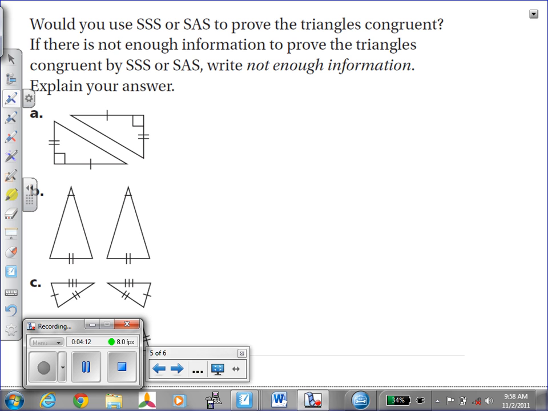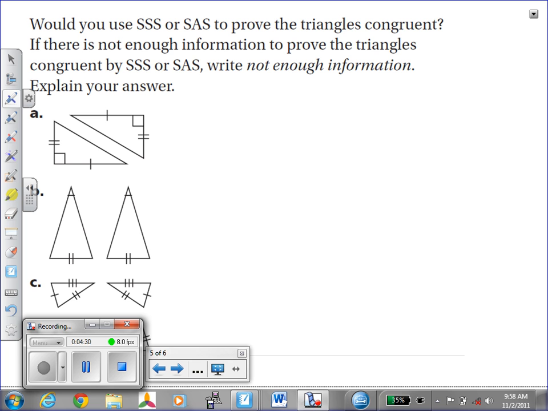All you need to tell me is, would you use side, side, side, or side, angle, side to prove the triangle is congruent? If there's not enough information, you need to say that there's not enough information. Of these three different problems, write not enough information, and then we have to explain our answer.